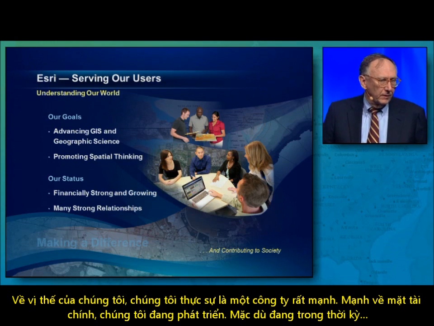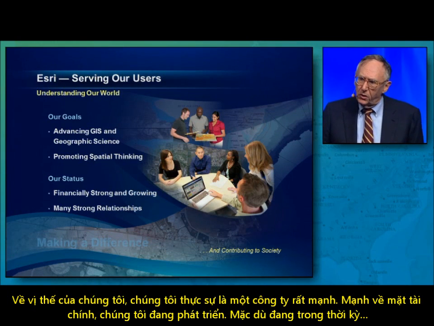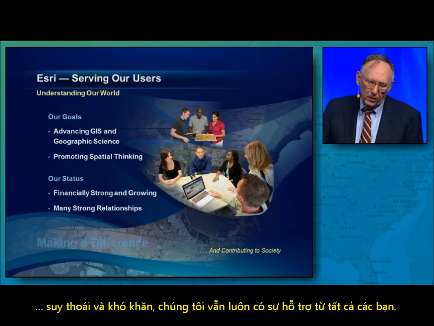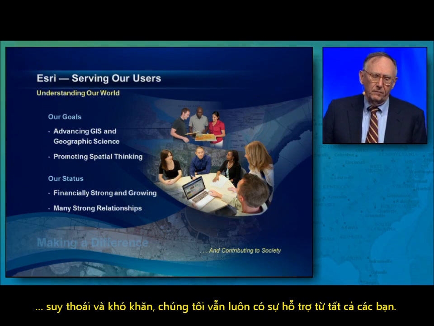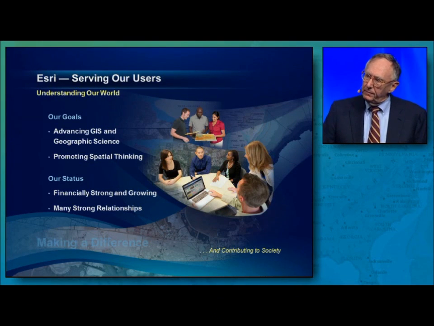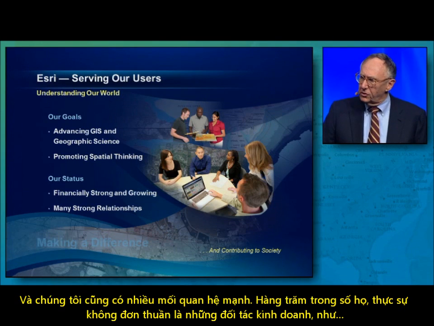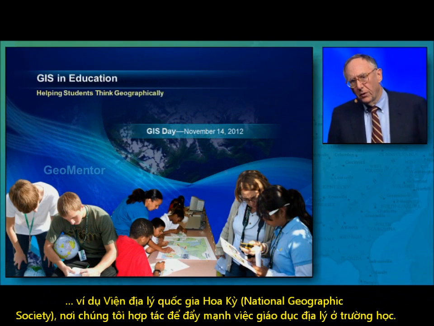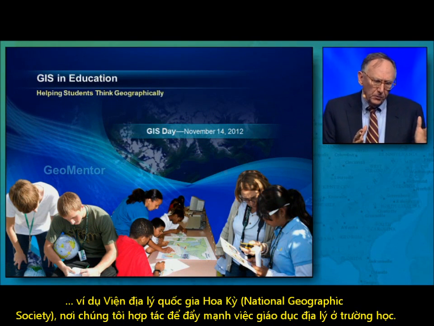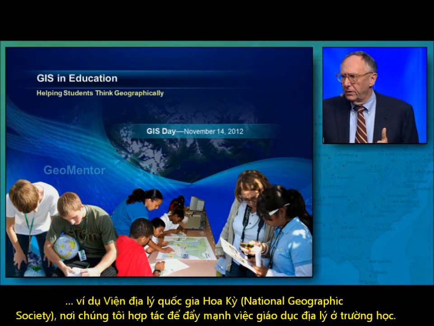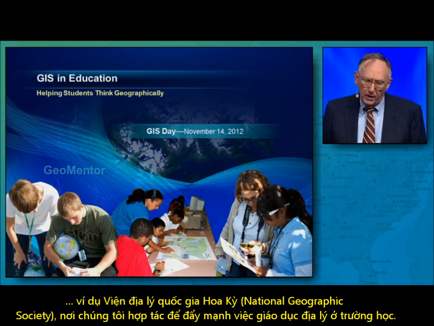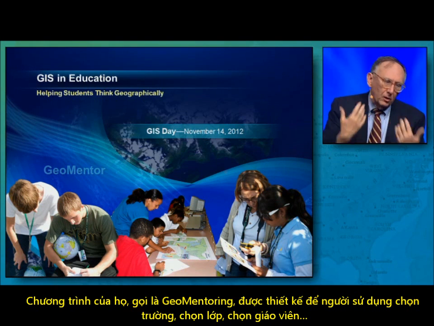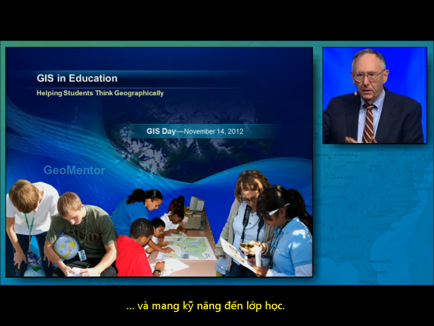Our status is we're a very strong company. Actually, we're financially strong, we're growing. Even in spite of the recession and bad times, we've enjoyed a wonderful support from all of you. And we have many strong relationships, hundreds of them actually, not simply business partners, but ones like, for example, the National Geographic Society, where we're partnered to push geoeducation in schools. Their program called Geomentoring is designed to get users to adopt schools, adopt classrooms, adopt teachers, and bring your skills into the classroom.